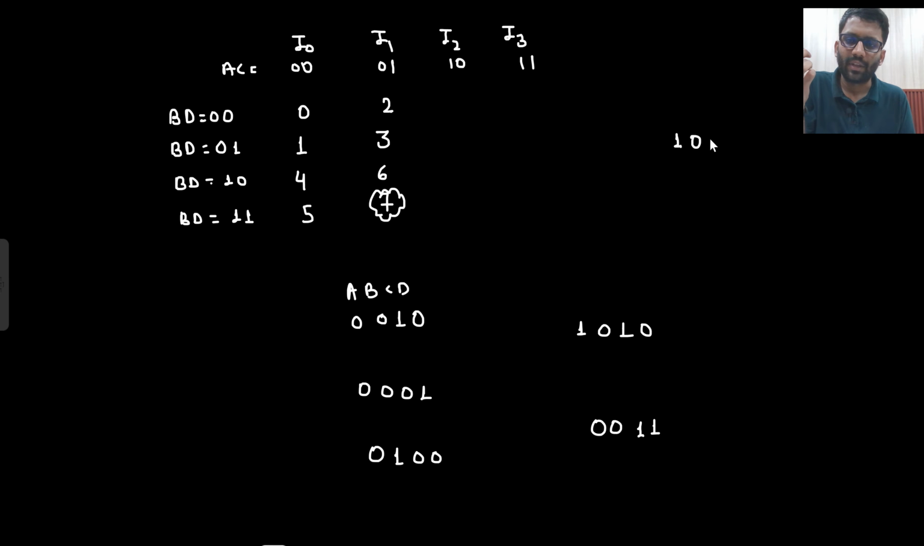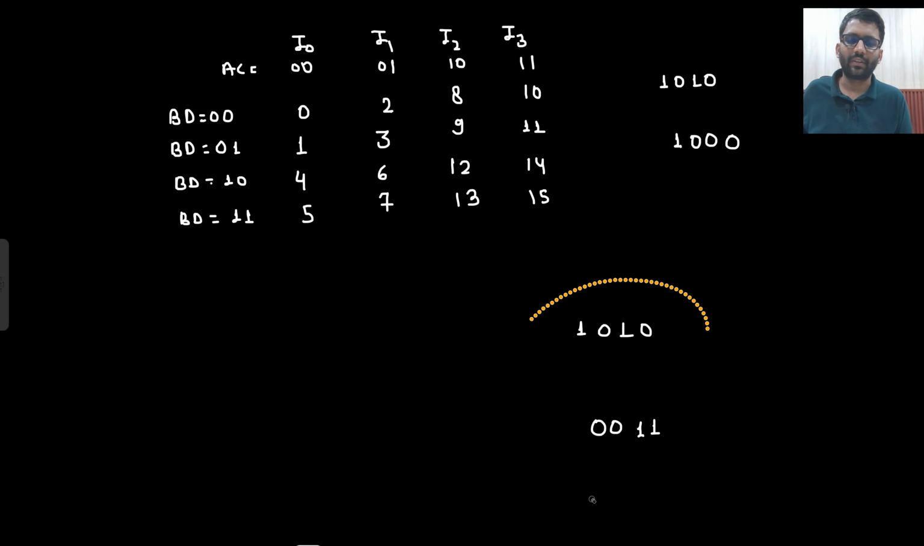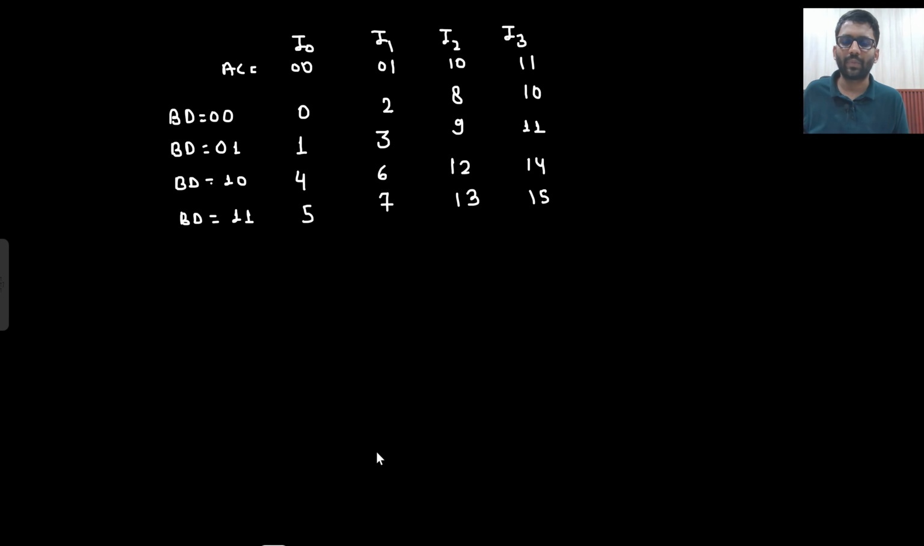A is 1, B, C, D all are 0. This is 8. So 8, 9, 10, 11 is what I can expect. Let's check this. A is 1, B is 0, C is 1, D is 0. That is correct. So 8, 9, 10, 11, then 12, 13, 14, 15. Some pattern I got, and because of that I was able to write down quickly. Otherwise I would have to spend a lot of time.